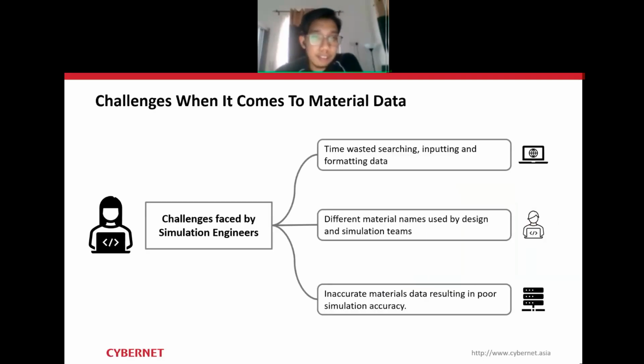More materials included in the design and development of a product means that when it comes to simulation, more material data is required.